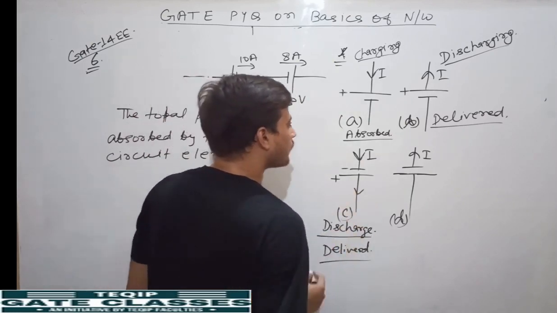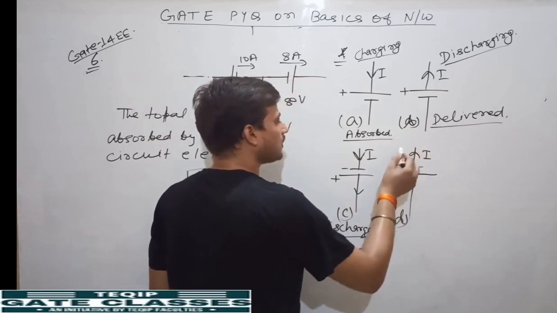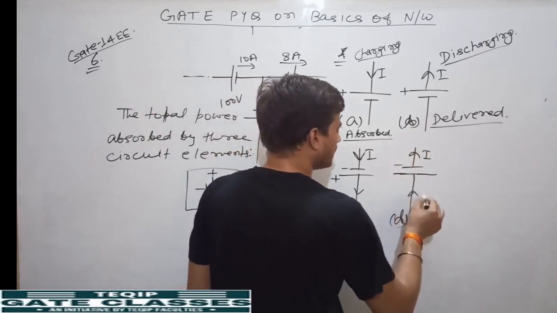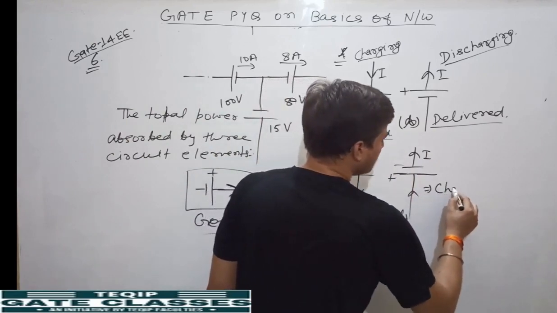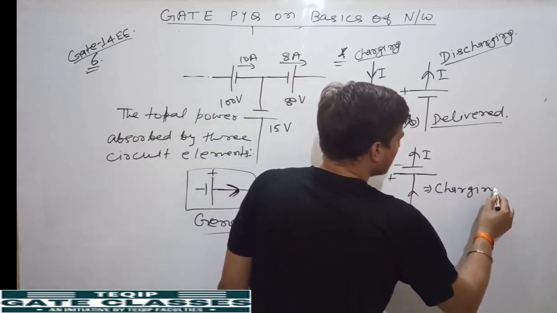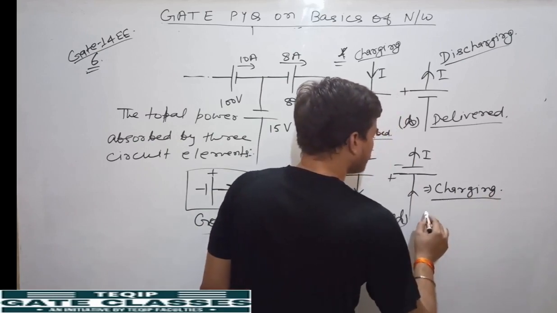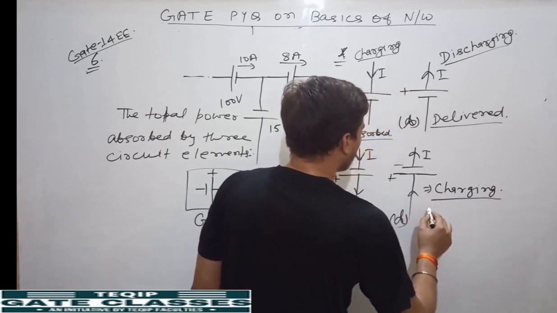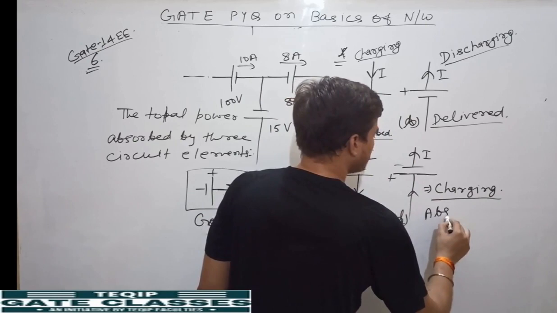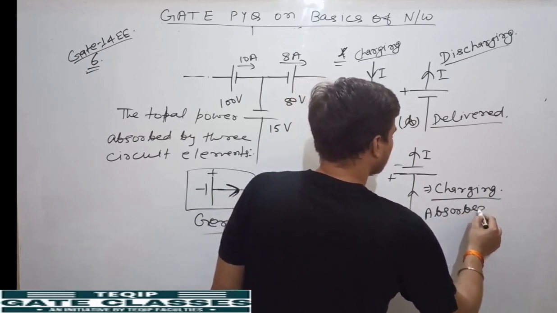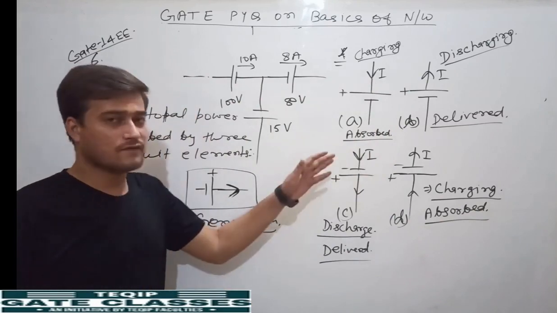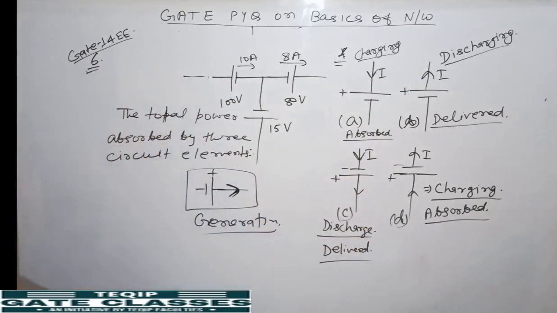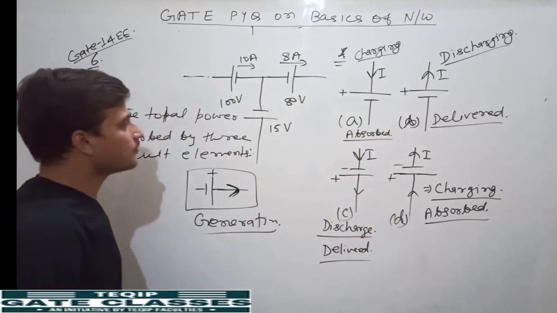Similarly, in the fourth condition, current is coming out through the negative terminal. That means current is entering the positive terminal. Entering means it is charging mode, and if it is in charging mode, then power is being absorbed by the battery. Clear? This is a very, very important point.